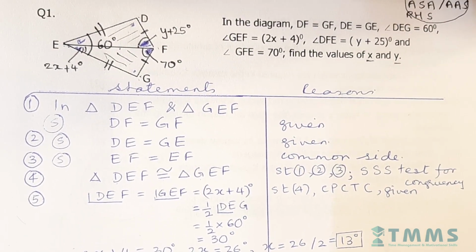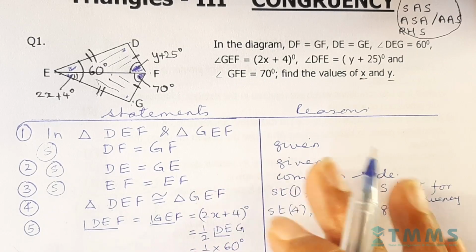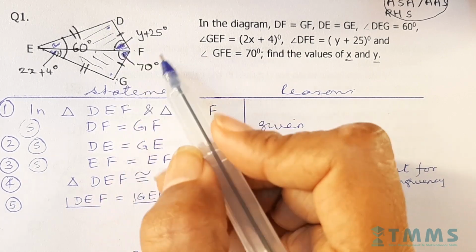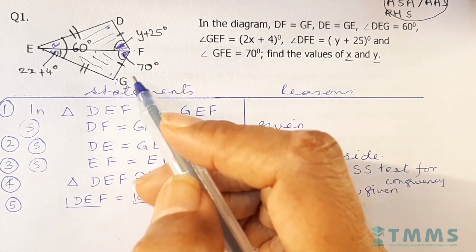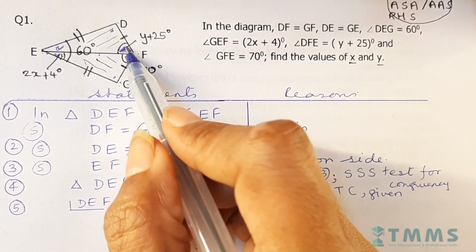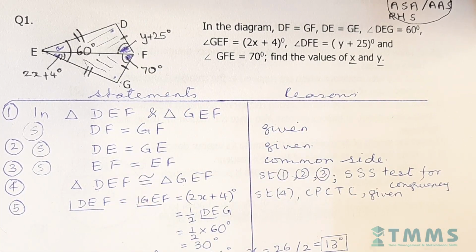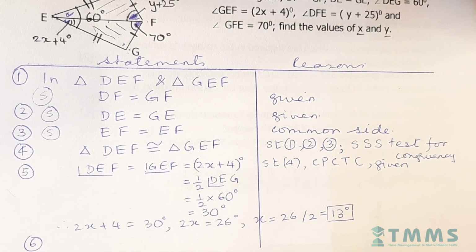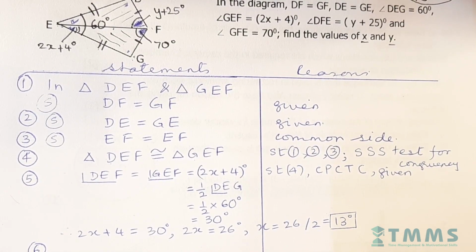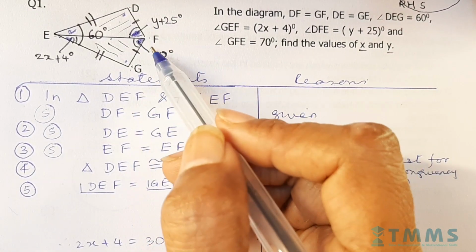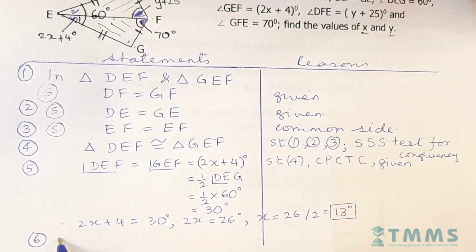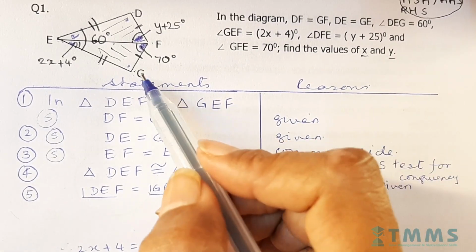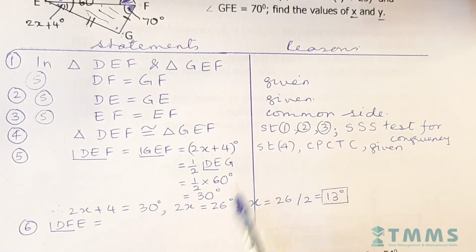Now we have to come to y. Now in order to see what is y, you will have to look at these two angles. Can you see this is given as y plus 25 and this is given as 70? And aren't these two angles equal to each other? So that becomes our statement number 6. In our statement number 6, we will write angle DFE is equal to angle GFE.